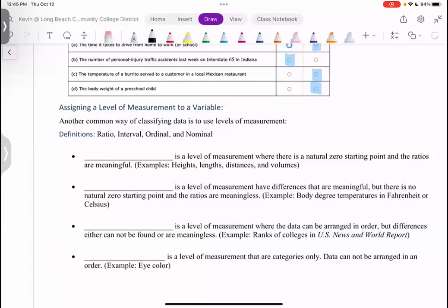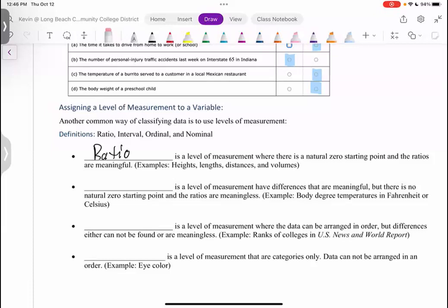And we're going to start with ratio. Ratio is a level of measurement where there is a natural zero starting point, and the ratios are meaningful. Some examples are heights, lengths, distances, and volumes. The main thing here is a natural zero, and we'll talk about some counterexamples to that here in a moment.